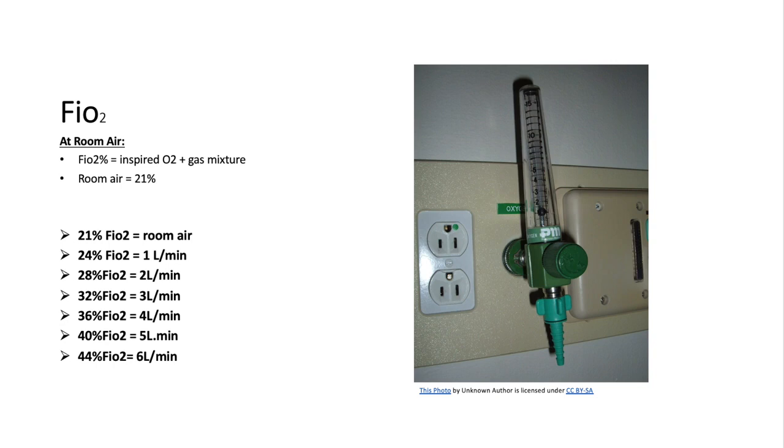So then once we add oxygen from a flow meter, it's converted to 24% FiO2, which would equate to 1 liter per minute. This criteria is specific for nasal cannula, and you will notice that the FiO2 increases by 4% with each liter of oxygen added. So 28% FiO2 equates to 2 liters per minute, and so forth as listed.